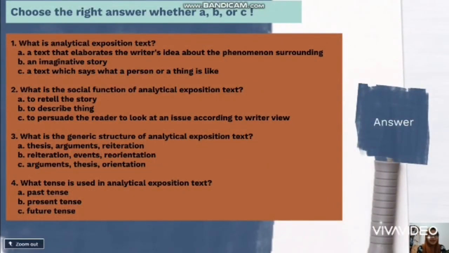Alright, same as before, just pause the video first and then take a look at the questions. There are 4 questions and I just give you 1 minute to do this. Choose the right answer, whether it is A, B, or C. Alright, time's up.